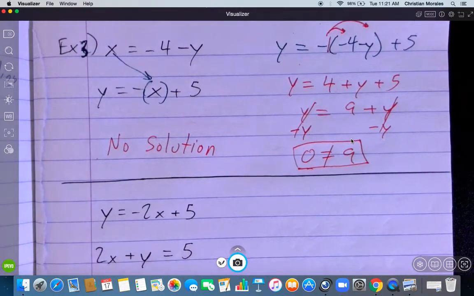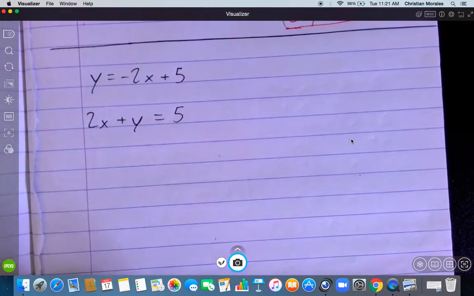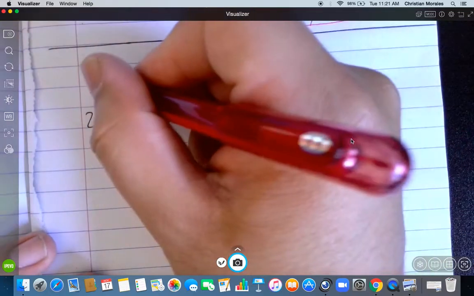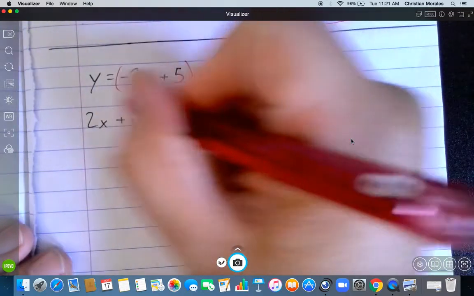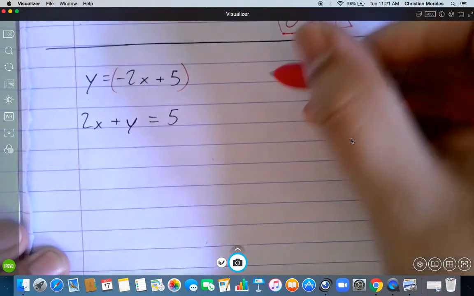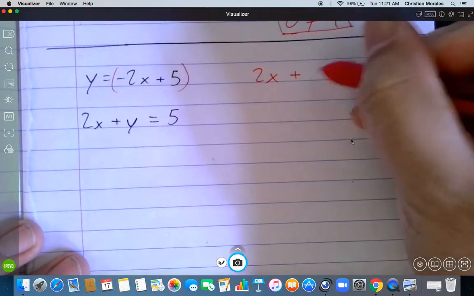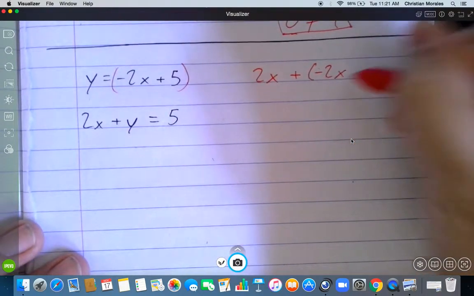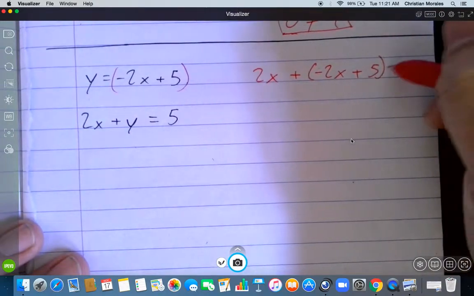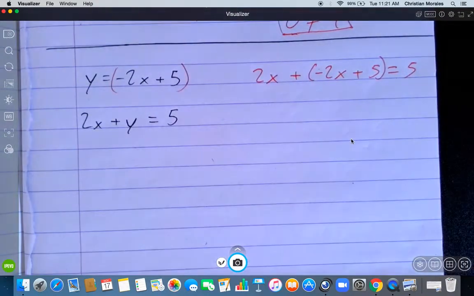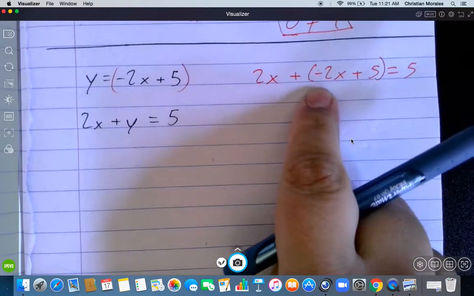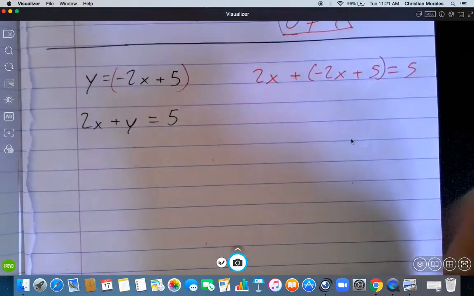Okay? All right. Here, this one. Okay, again, I'm going to use substitution for y this time. So I'm going to take y and put it in here. So it'll look like this. All right, now the issue I'm having here is there's parentheses, but there's no number in front. If you wanted to, you could put a 1 in here.